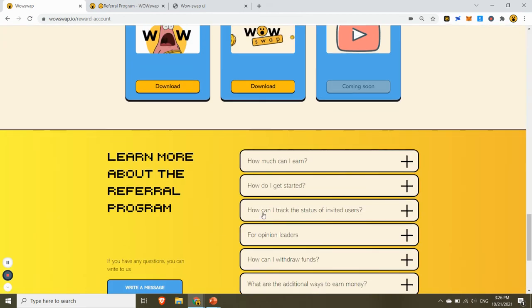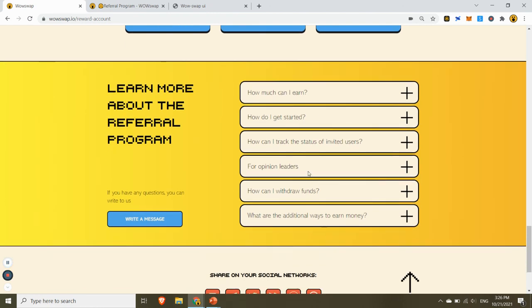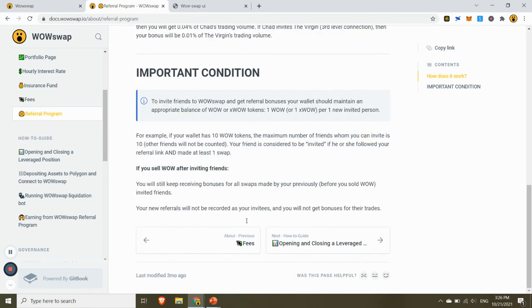You can check more on how it works in our small QA section, and you will be able to earn with WOWswap in no time.